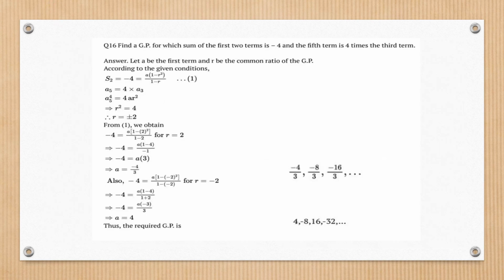Now question number 16 of your NCERT says, find a GP for which the sum of the first 2 terms is minus 4 and the fifth term is 4 times the third term. Okay, you have done such questions in AP also. Now let us start connecting the terms with each other. So let us use the first term A, and R is the common ratio of the GP. Now here it is given that the sum of the first 2 terms is minus 4, that is S2 is minus 4.